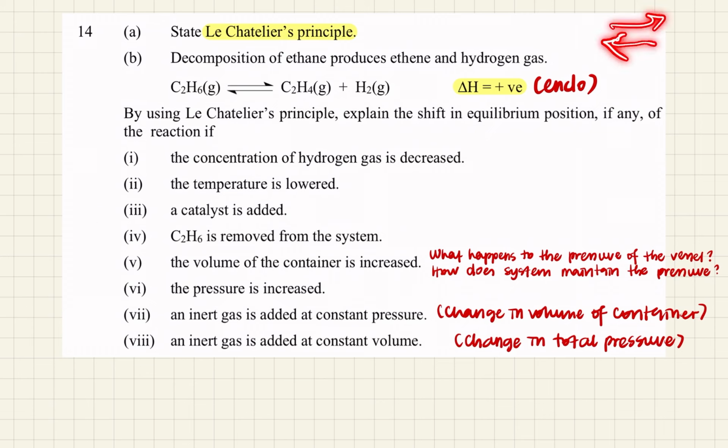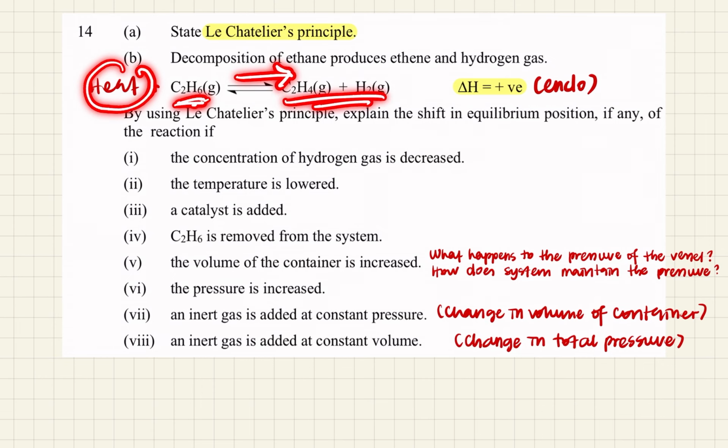Okay, shift ke mana? So, this is our reaction and it is an endothermic reaction. So, kalau endothermic reaction maksudnya awak punya reactant kena absorb heat in order to produce the product. So, where is your heat? Is it on the left or on your right? It will be on your left. Okay? Because heat is needed in order to produce your products.